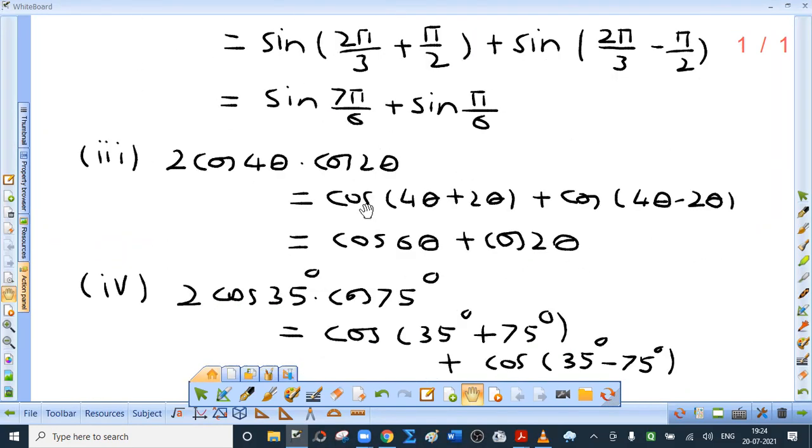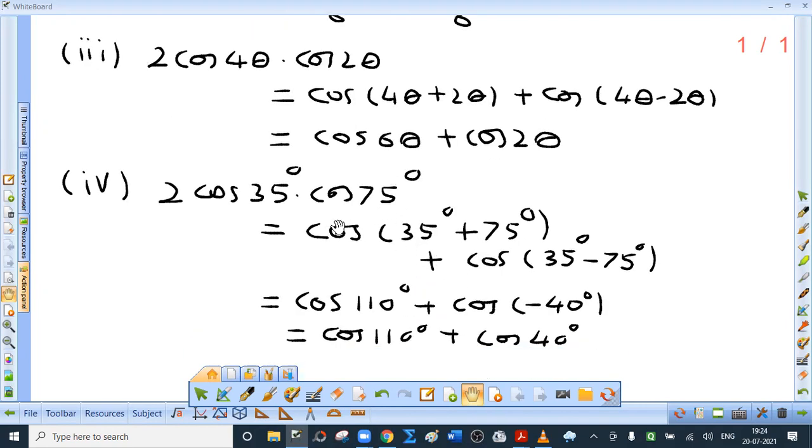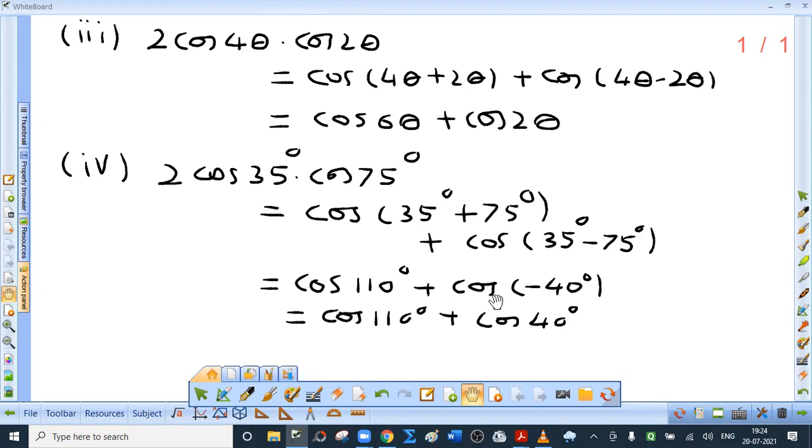What is 2 cos A cos B? Cos of A plus B plus cos of A minus B. So cos 6 theta plus cos 2 theta. Same formula here also. Now cos 110 degree plus cos of minus 40 degree. But note that cos of minus theta is cos theta.